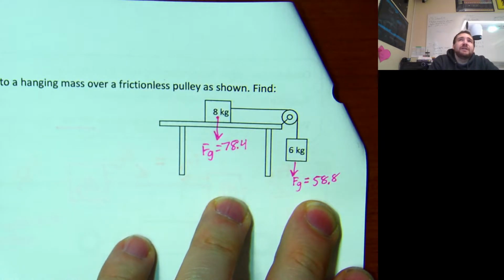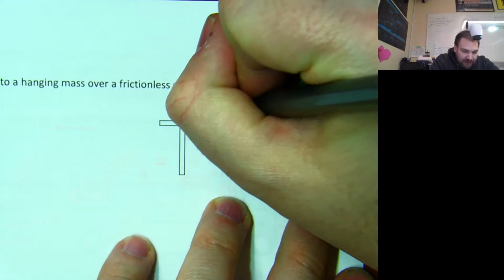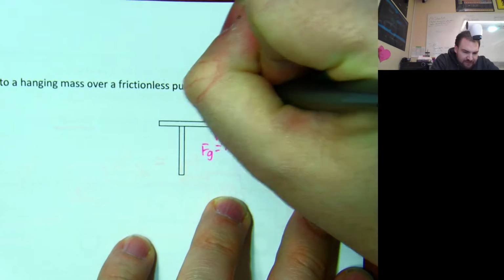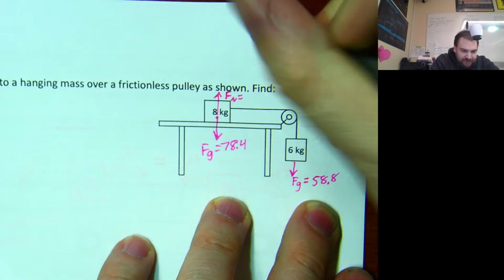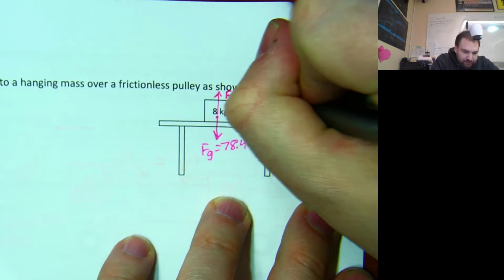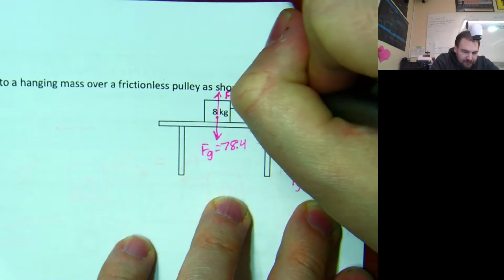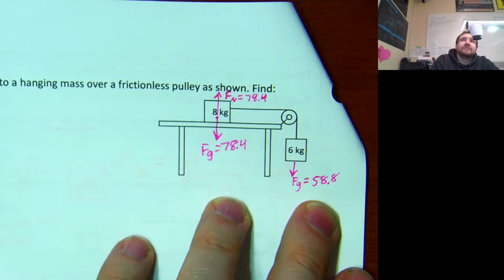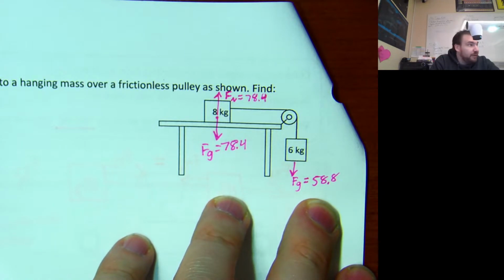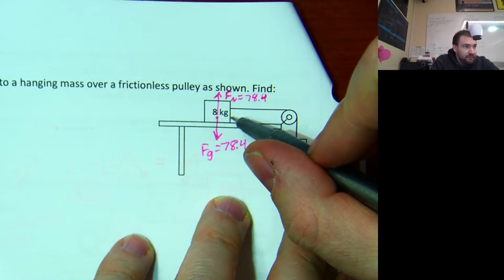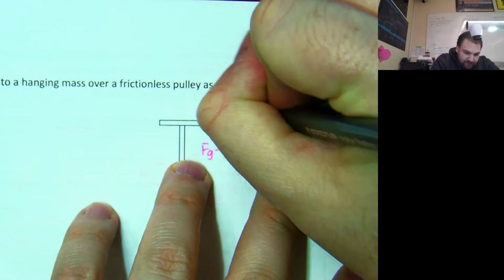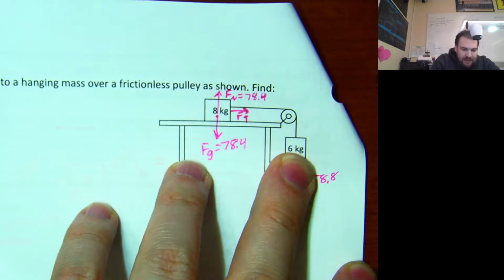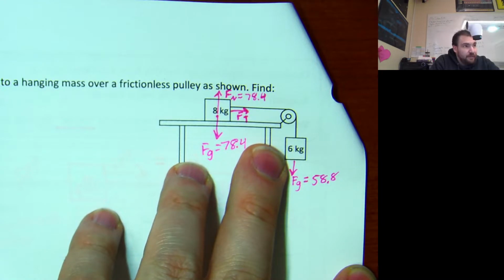Okay, what other forces are acting on these blocks? The 8 kilogram block has a normal force because it's actually sitting on a surface, and we know that the value for that is also going to be 78.4 because it's opposite gravity. What other forces are acting on here? Tension. Which block are we analyzing first? Okay, the tension on the 8 kilogram block, Jasmine, is which way? It's to the right. So that's going to be Ft. And on the 6 kilogram block, tension is going to be acting which way? Up.